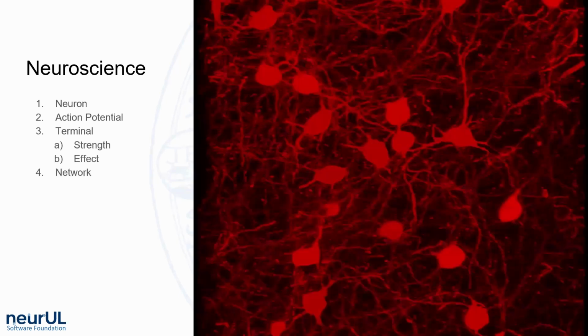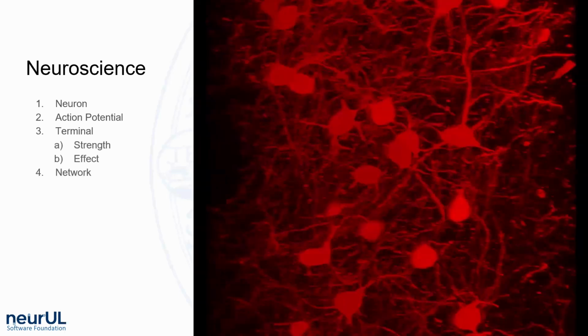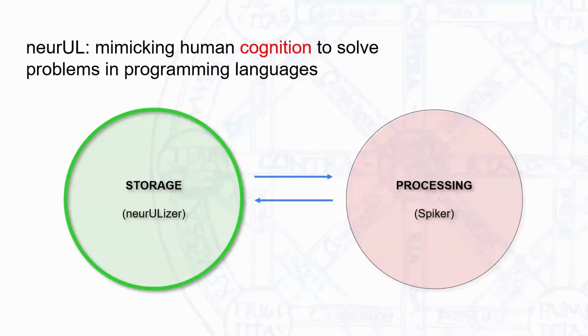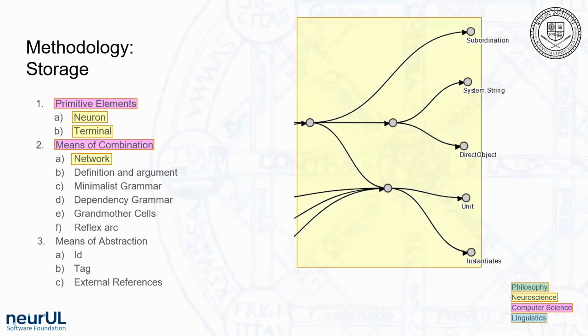Combining large populations of neurons via their axon terminals result in superstructures called neural networks. This process is the means of combination in our language. Now that we've had a look at how we use neuroscientific concepts as primitive elements and means of combination of our language, let's now discuss how it stores and organizes information using the neuralizer. First, it creates computer simulations of neurons and terminals, which are represented on the user interface by circles and arrows, respectively. Then, it simulates biological neural networks by interconnecting neurons via their terminals.